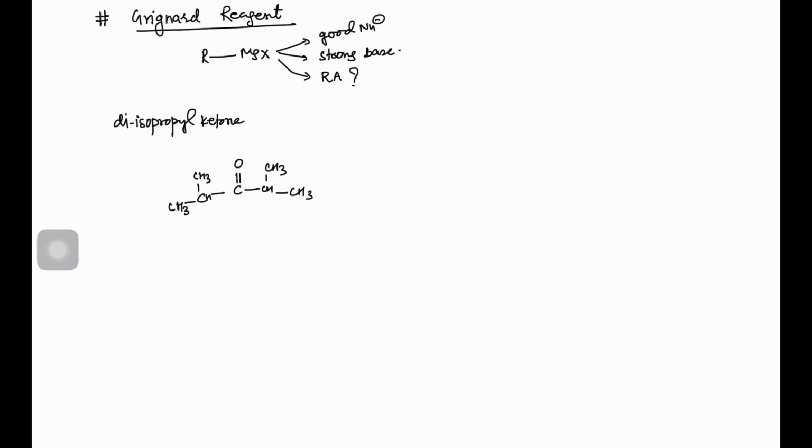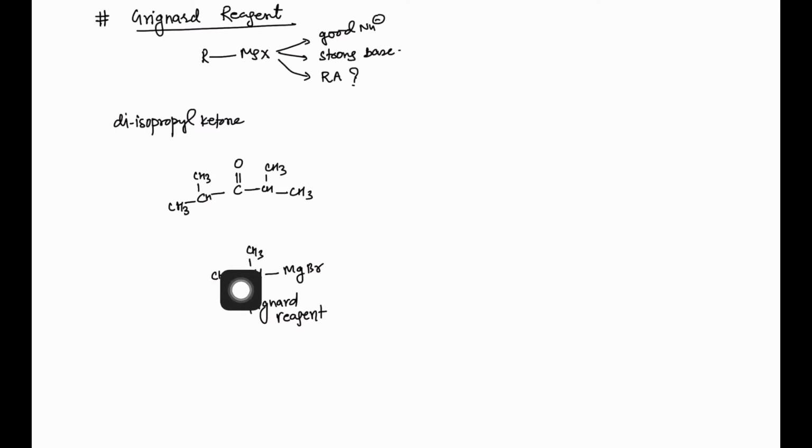isopropyl magnesium bromide, basically, when we are treating it with isopropyl magnesium bromide, so isopropyl is this one, MgBr. In that case, when diisopropyl ketone is treated with isopropyl magnesium bromide, this Grignard reagent will be acting as a reducing agent. So let me explain the mechanism.